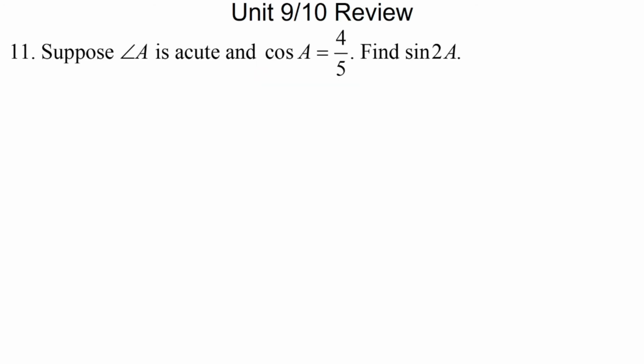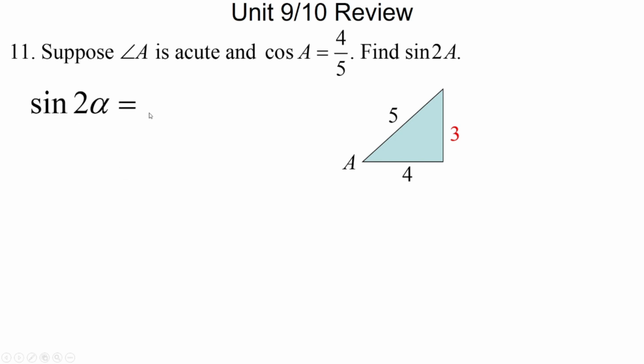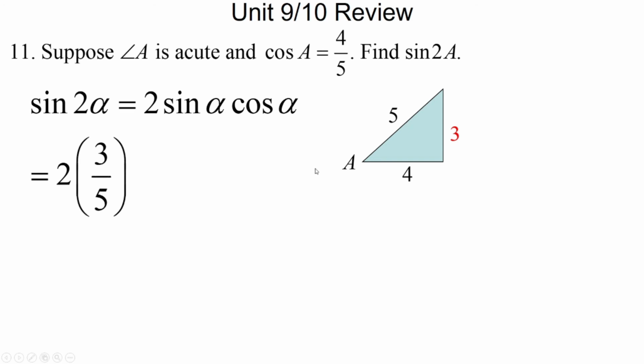Number 11. Suppose angle A is acute and cosine of A is 4 over 5. Same diagram, right? And now they want sine of 2a. Well, we don't even have to think about which identity to use because there is only one. So sine of 2 alpha is 2 sine of alpha cosine of alpha. All right, so that equals 2 times sine of alpha, well, that's sine of this angle A right here, opposite over hypotenuse, that's 3/5. And cosine of that angle A would be adjacent over hypotenuse, which is 4 over 5.